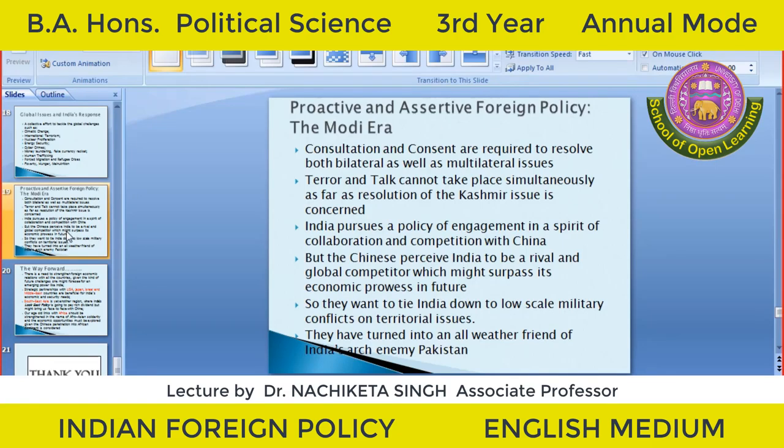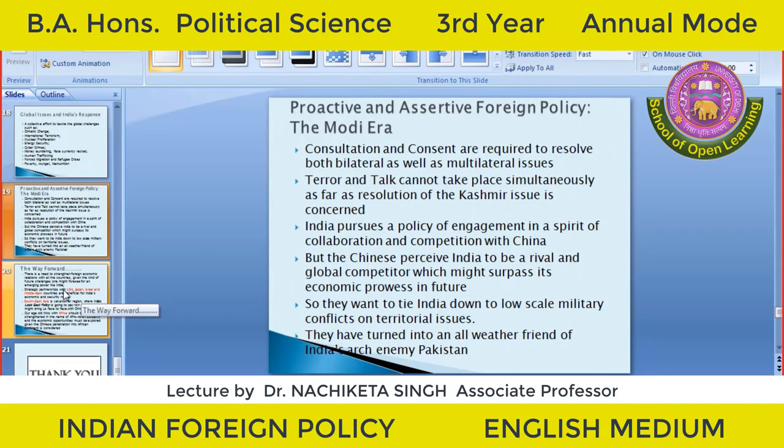So they want to tie India down with low-scale military conflicts and territorial issues, as we have seen from Doklam to the recent ones. There are low-intensity border skirmishes between the two countries, but India has maturely handled these issues. Their growing relationship is a cause of concern for us, but we have been watching it very closely, and accordingly we are preparing for the future.